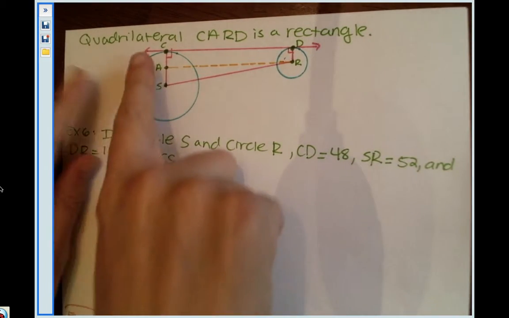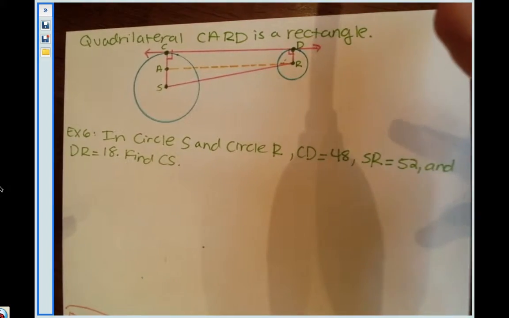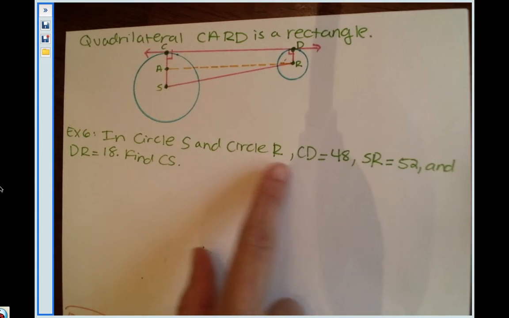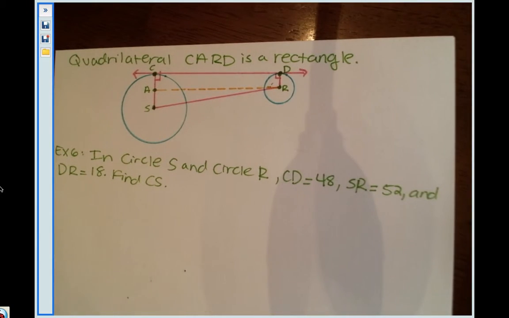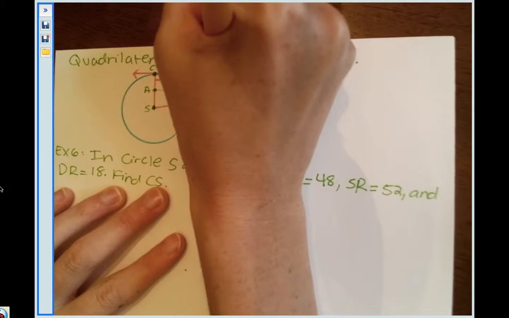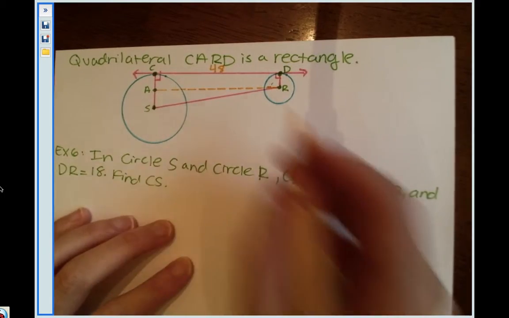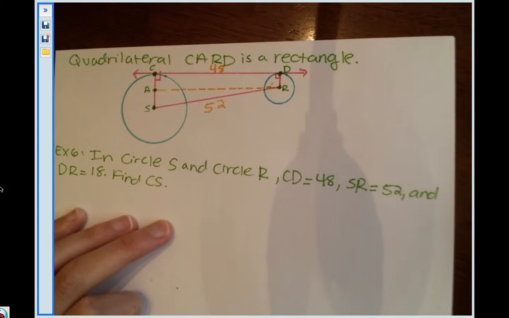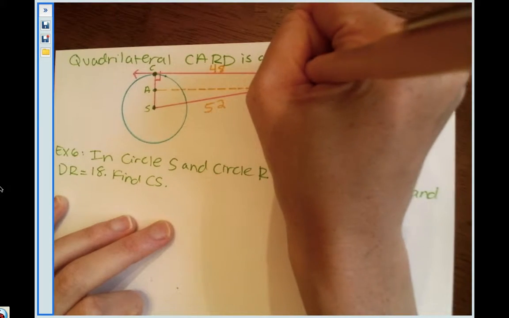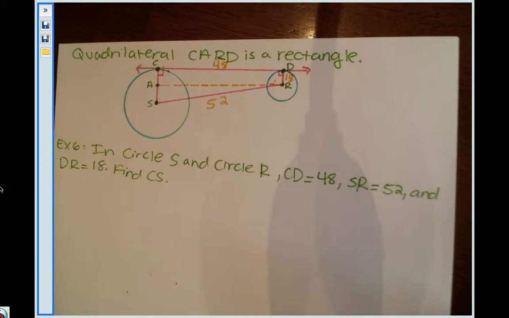So we still know that quadrilateral CARD is a rectangle, so I can assume all those lovely properties about a rectangle. Okay, and then it says in circle S and circle R, CD is 48. So I'm going to be labeling my picture. So CD is 48. SR is 52, so S to the R is 52. And D to the R is 18. And we want to find CS, so I want to find the radius of circle S.